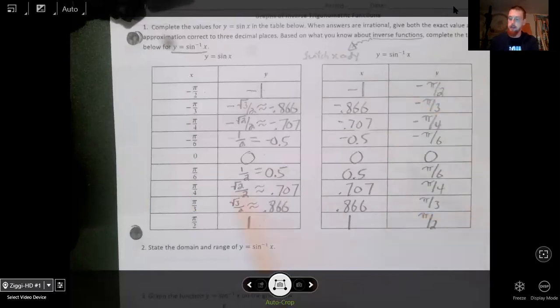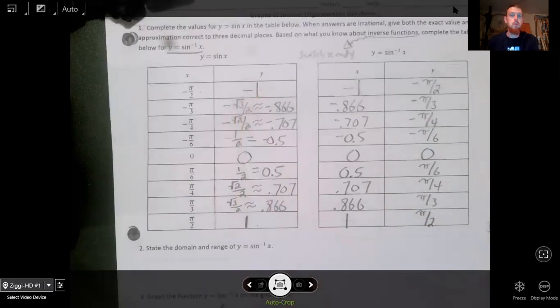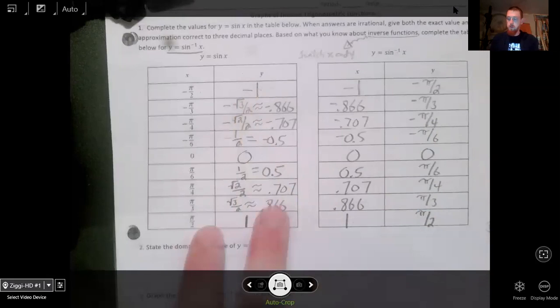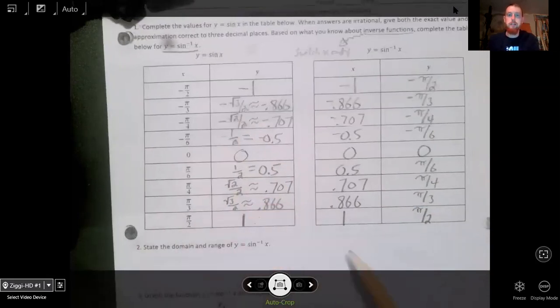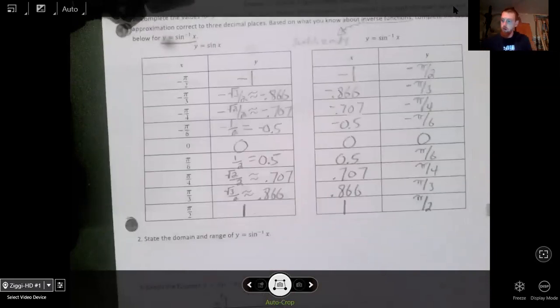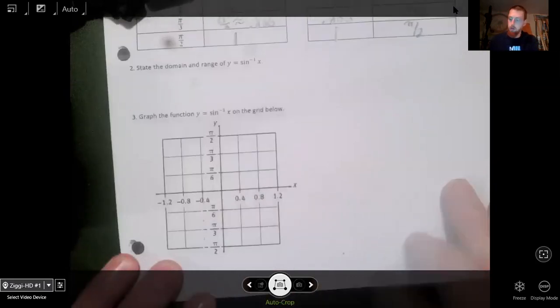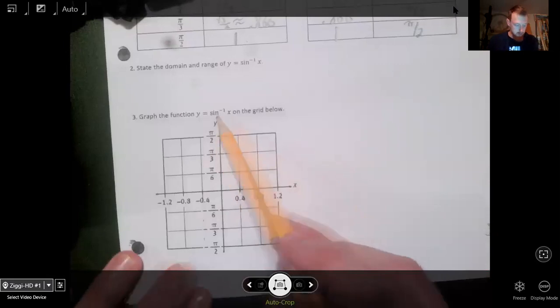Because if we extended this original y equals sine of x table into quadrants 2 and 3, then when we did the reverse, when we made the inverse function, we would end up with the same x value matching up with more than one y value. That would be a big problem, and we do not want that. So we're going to graph what the function y equals the inverse sine of x looks like.